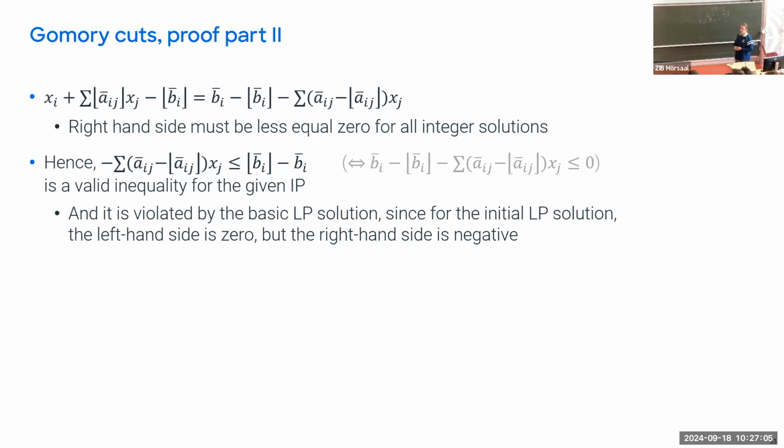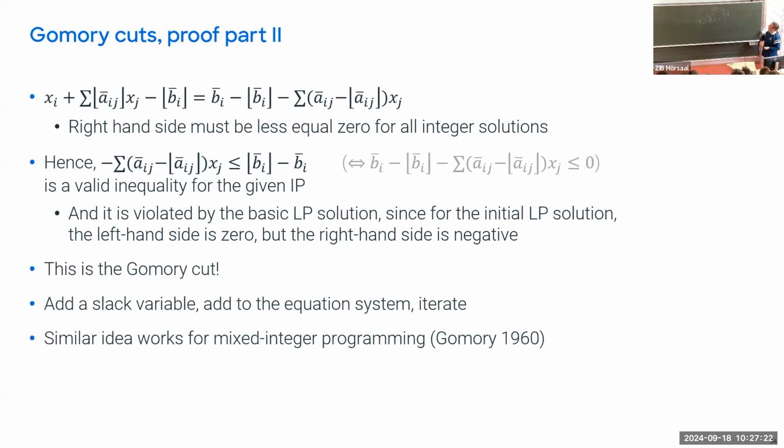So this is a negative value. So for the LP solution that we started with, this inequality does not hold. But we just argued for the last 3-4 minutes that this inequality holds for all integer solutions. So that's exactly what we are looking for. This is the Gomory cut.